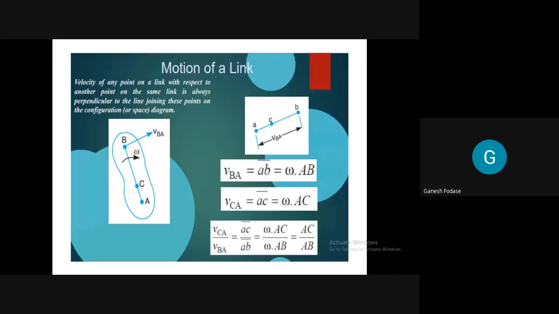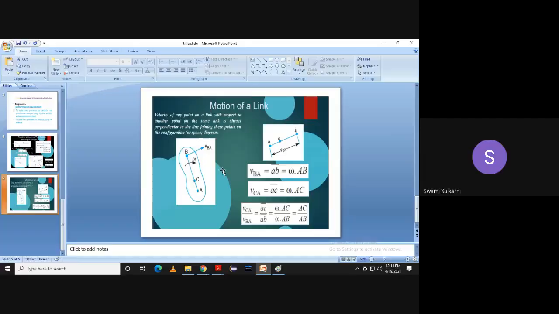Now, second point: motion of a link. My question to you is, I consider a link AB. I want to find the velocity of B with respect to A. Now, what is the direction of B with respect to A? First question.